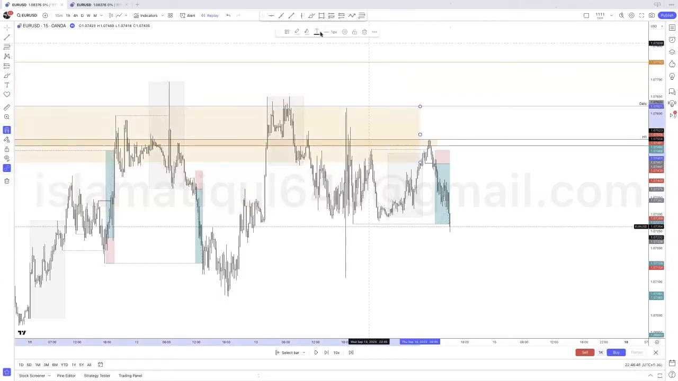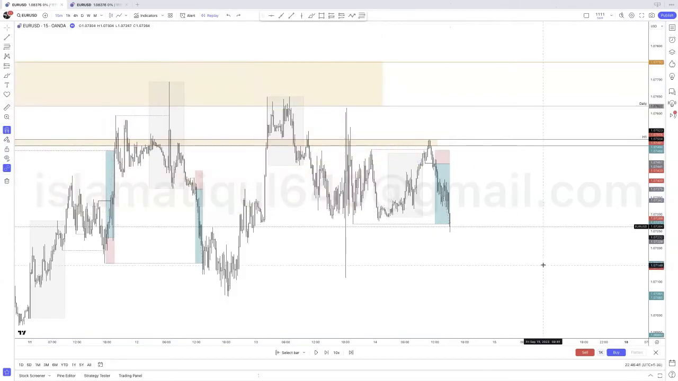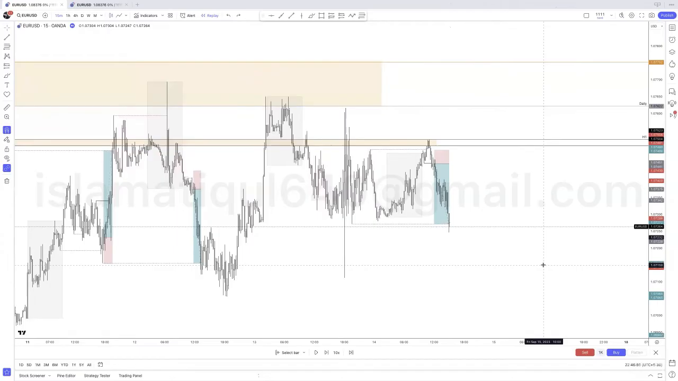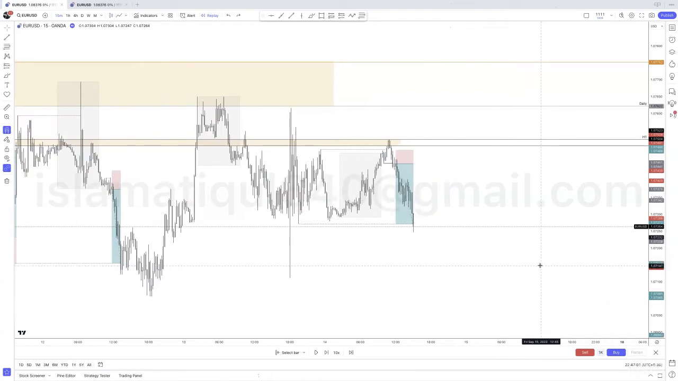When it gives a break of structure, there are two possibilities. One is a direct entry, or the second is above the open-close of that candle. You could have even entered directly right here. As soon as the candle breaks, you could have entered, but I just wanted to wait for one more candle to see what happened.